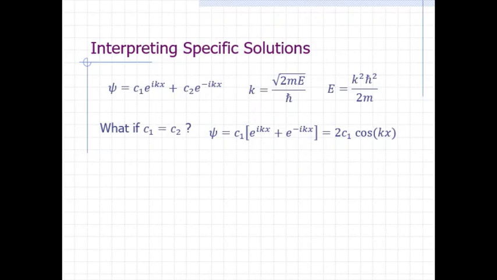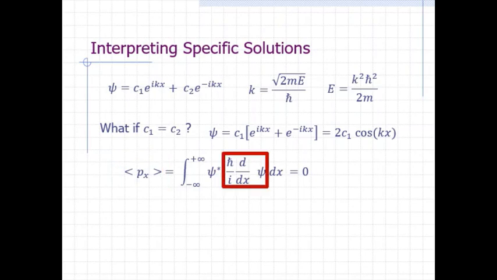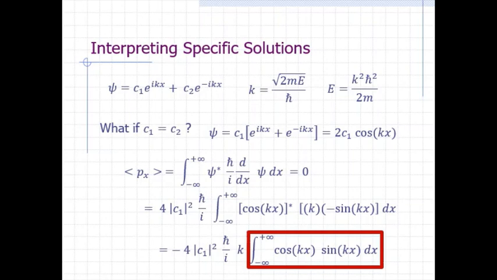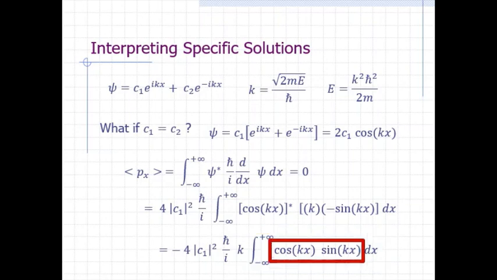Let's see what the expectation value of the momentum is. To get the expectation value, we apply the operator on psi, multiply by the complex conjugate of psi, then integrate over all space. Plugging in 2 C1 cosine kx for psi and simplifying, we get this expression. If we examine this integral, we can see that the integrand cosine kx times sine kx is an odd function. We are integrating it over symmetric limits from negative infinity to positive infinity. Whenever we integrate an odd function over symmetric limits, the integral is equal to 0. So the expectation value of the momentum is 0.